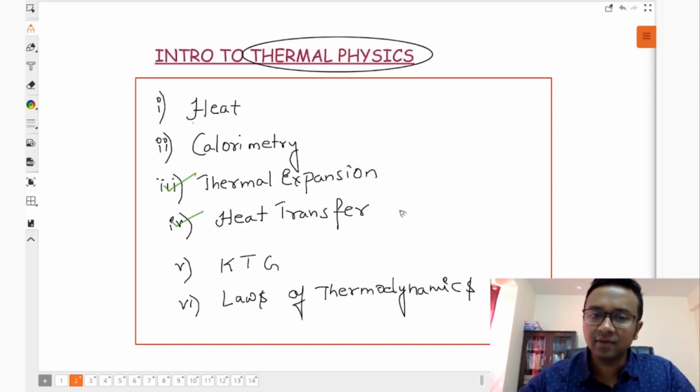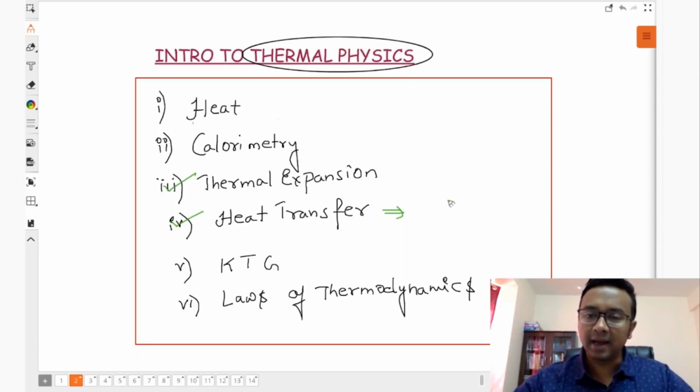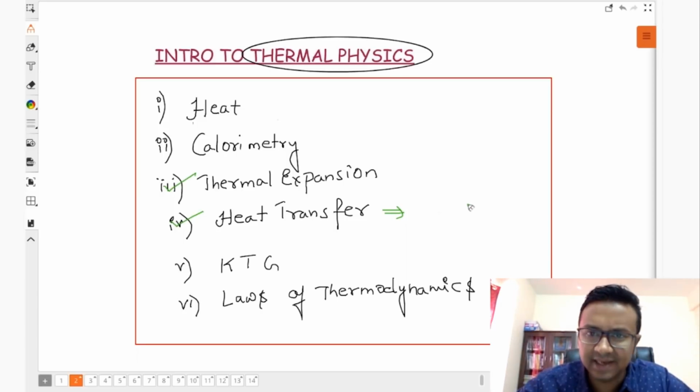The second thing that we are doing is heat transfer, just the basics of it. Heat transfer could take place by multiple modes. Let's say we have conduction, convection, and radiation. We'll be dealing with only the part called conduction.